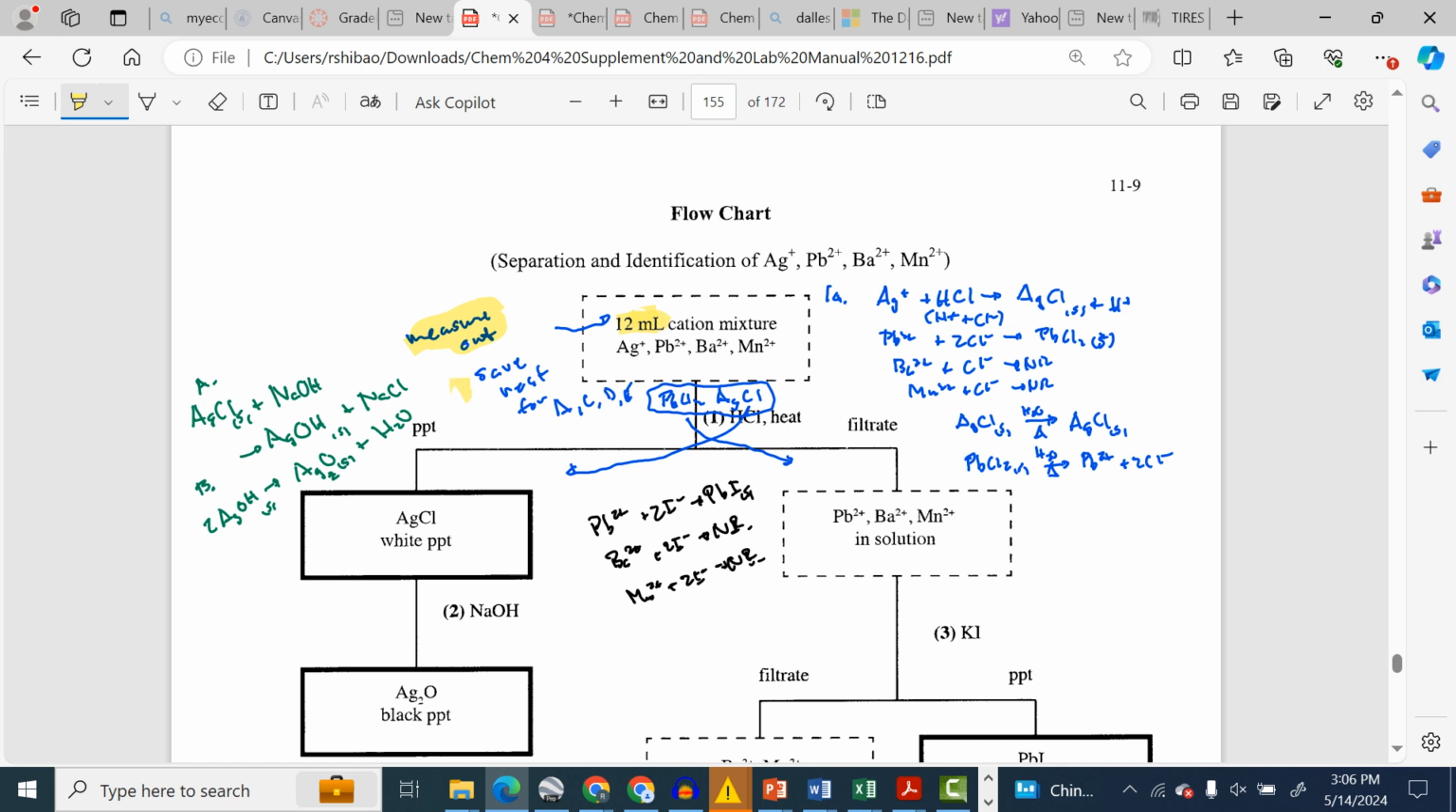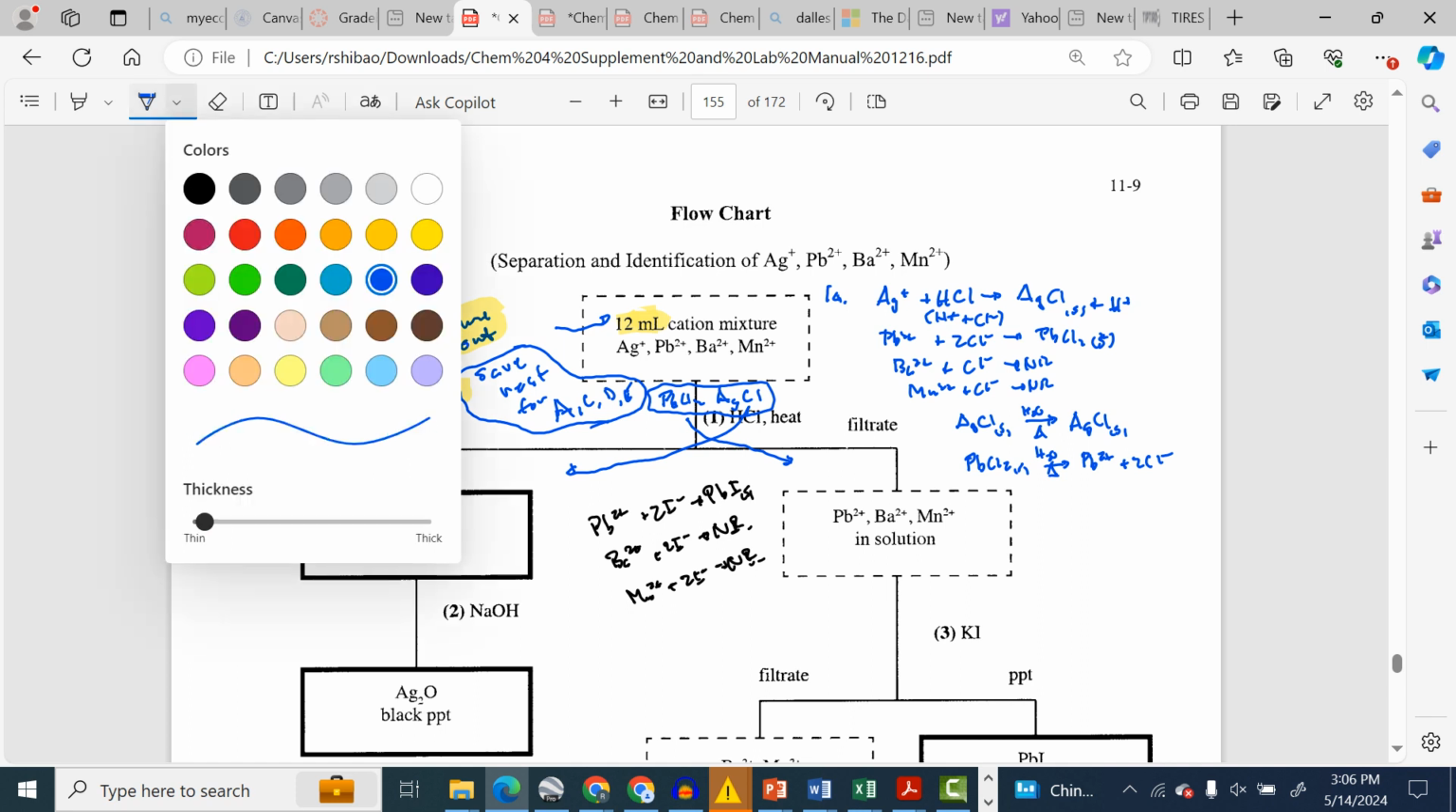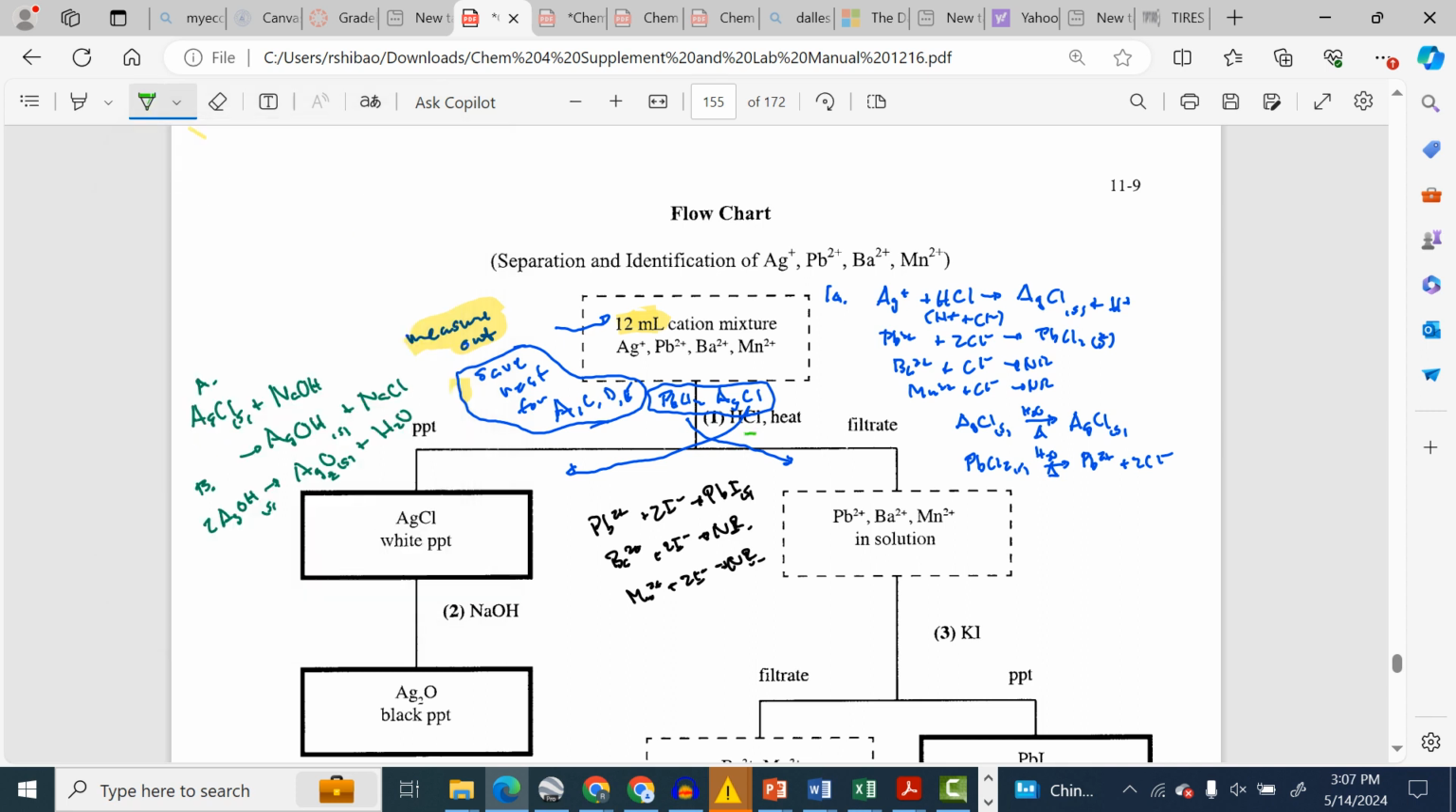Okay, then save the rest for the other tests. This just says save the rest for Part A, C, D, and E. I think that's how it's lettered. And we'll get to those later. So the first step in this procedure is adding HCl. And the second step is to heat it. So let's look at 1A here first.